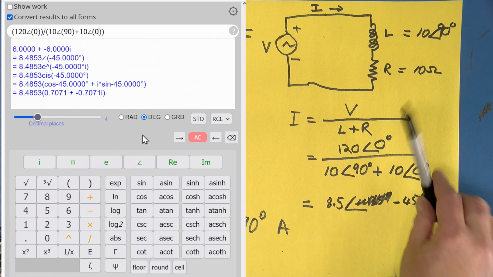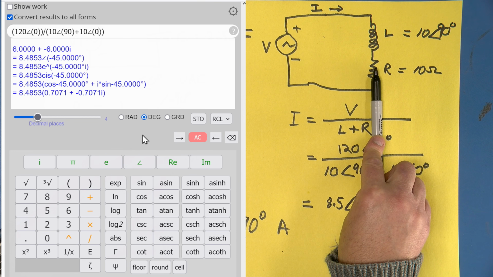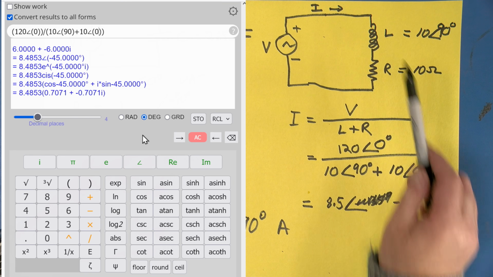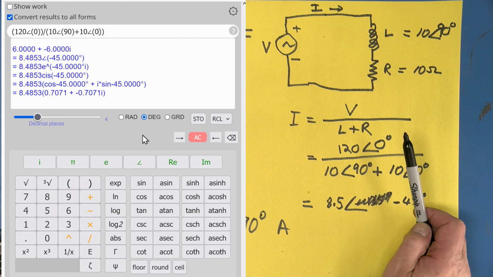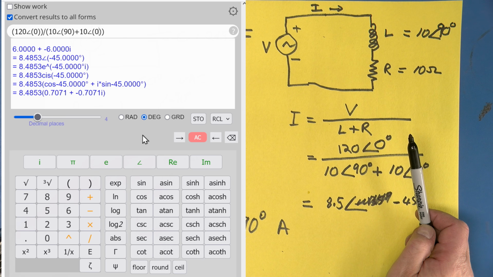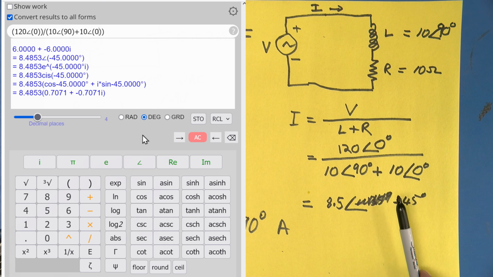Well, if we had a purely resistive load, we would have an angle of nothing. If we had a purely inductive load, we would have a 90-degree delay, a delay shown as a phase of minus 90. Well, we would expect something in between. Well, minus 45 is exactly in between. That also makes sense because both these impedances are of the same magnitude. So indeed, a current of 8.5 amps at an angle of minus 45 degrees makes perfect sense.